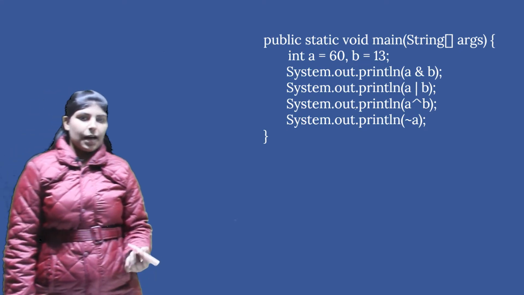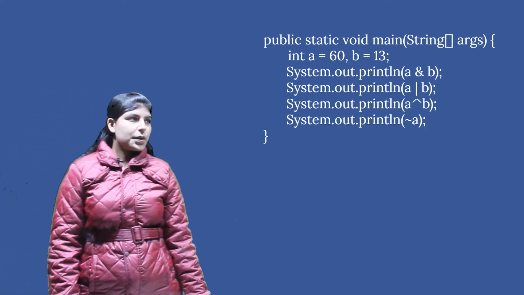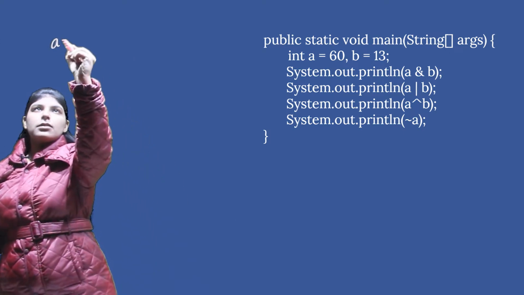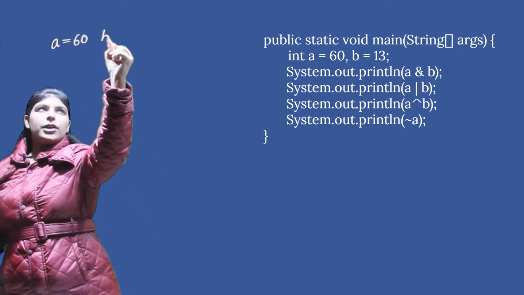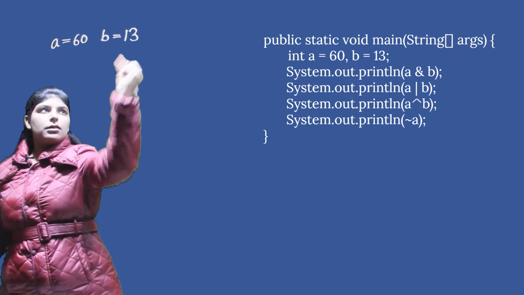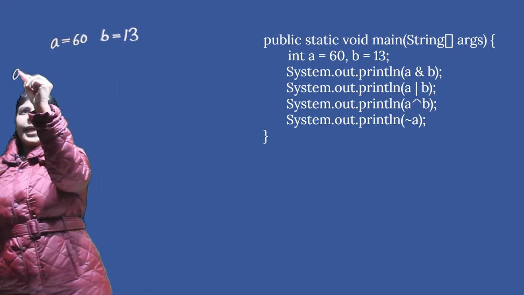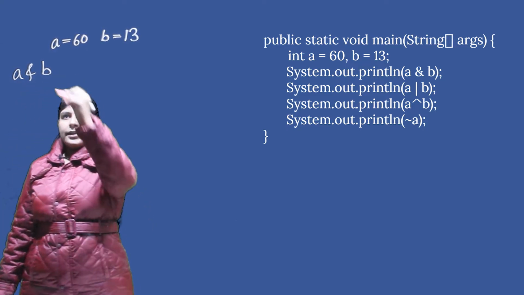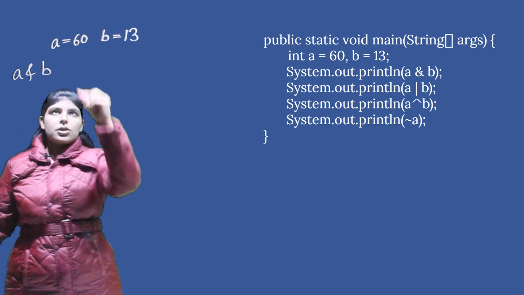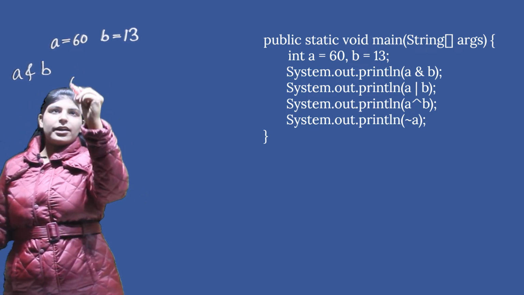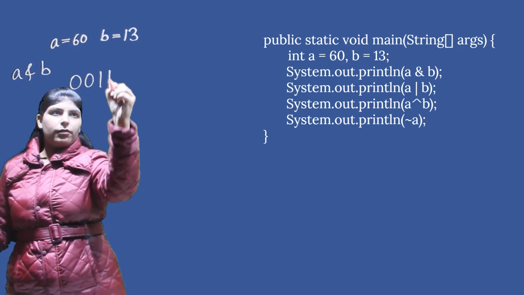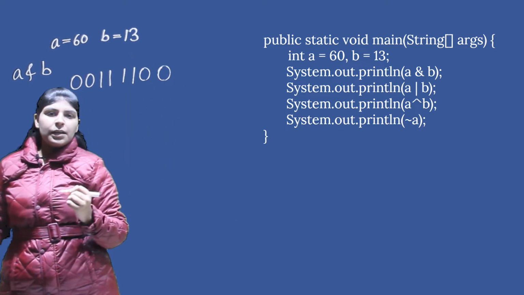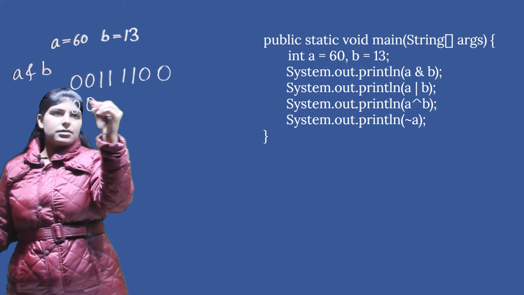Now let us see an example involving bitwise operators. Here I have 2 integer variables. A has value 60 and B has value 13. Now if I do A and B, I first have to convert A and B to binary and then apply bitwise AND on that. If I write 60 in binary, I can write it as 0011 1100. And I can write 13 in binary as well.